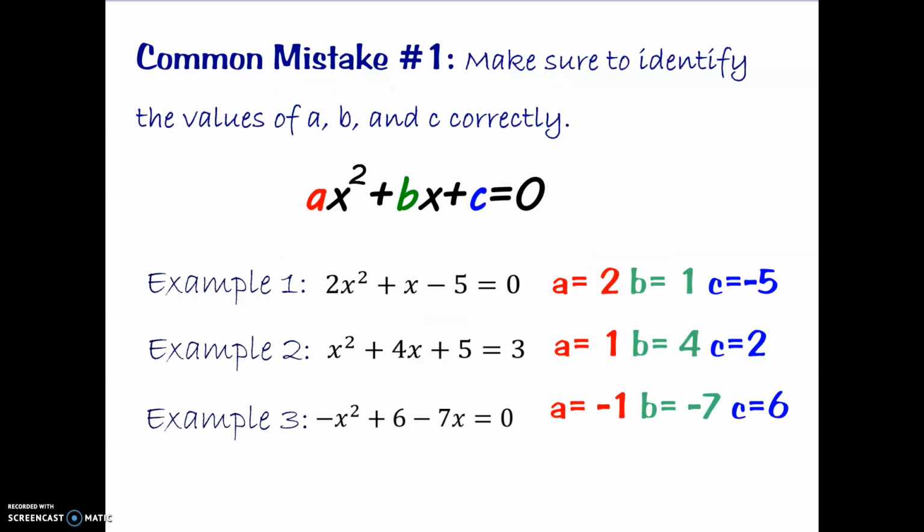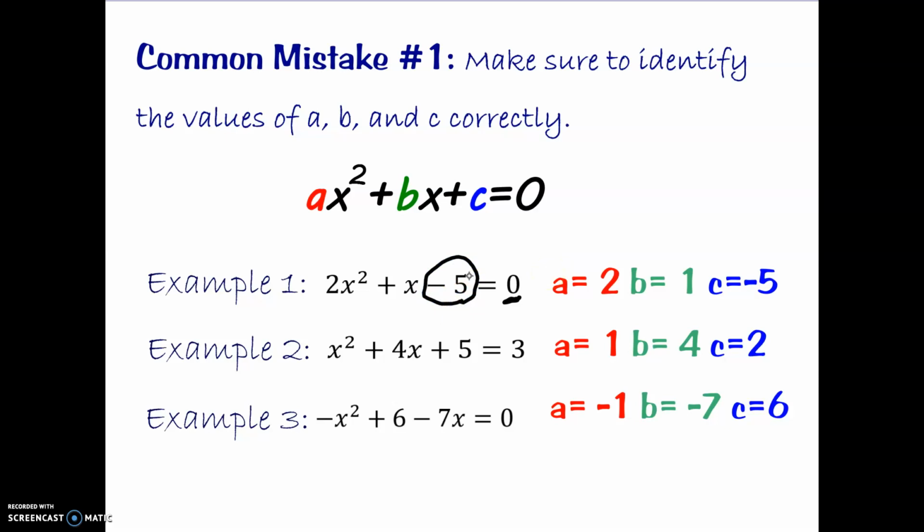The first common mistake I want to talk about is when you're identifying the a, b, and c values, you have to be careful. Remember, we want that equation to be set equal to 0, so we need to pay attention to the signs. In this case, a is 2. This b looks like it's missing, but when there's no number in front, we know that value is 1 because this is 1x, and c is -5. You have to make sure you pay attention to that subtraction.